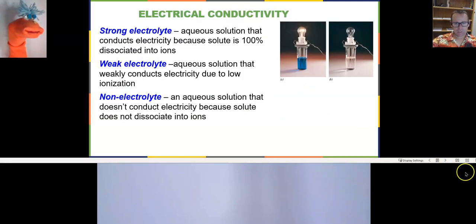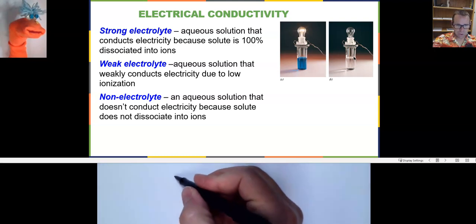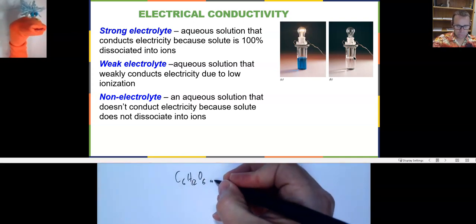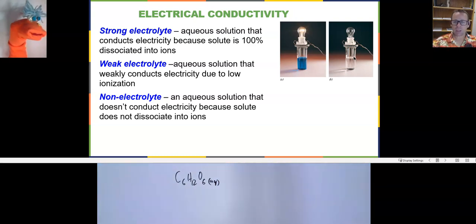Okay. So strong electrolytes, weak electrolytes, and non-electrolytes refer to the degree to which they dissociate when they're in water. Conductivity of solutions relates to the concentration of ions in solution. So this could be just water, or a solution of water and sugar, because sugar, C6H12O6, is not an ionic compound. A solution of water and a compound like this would be indicated as aqueous, but it would not conduct electricity. Electricity could not pass through it.